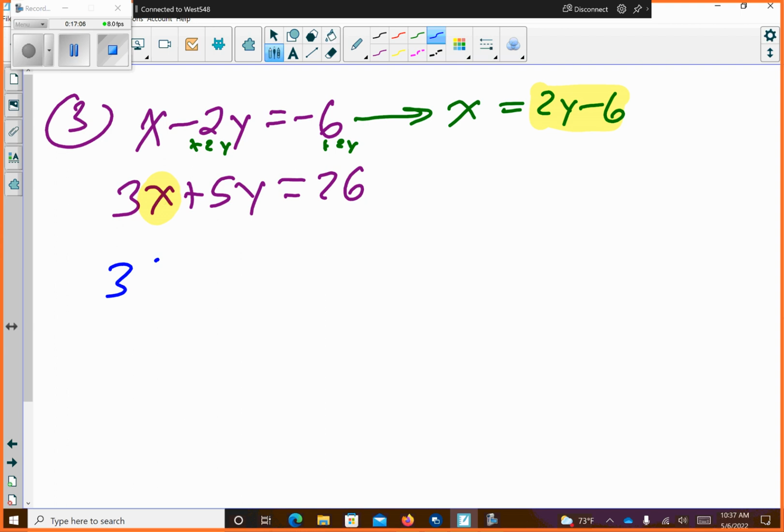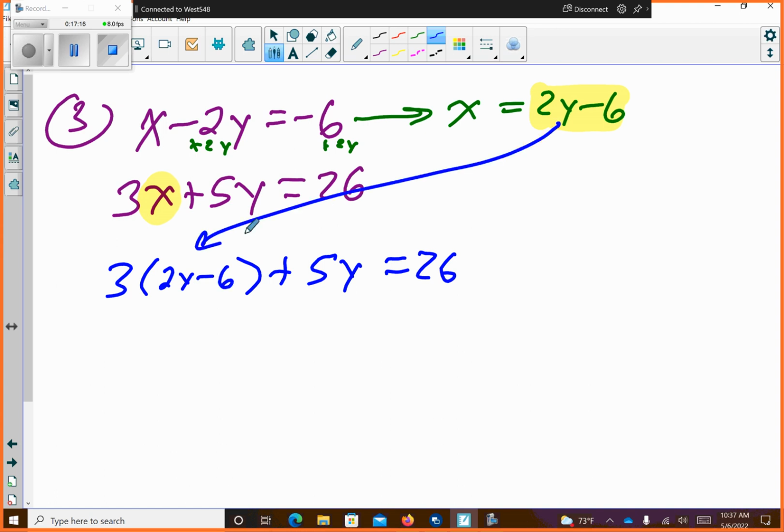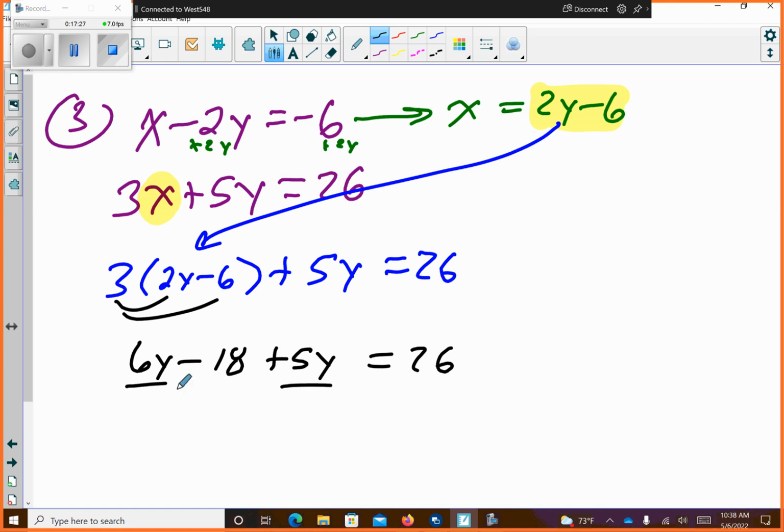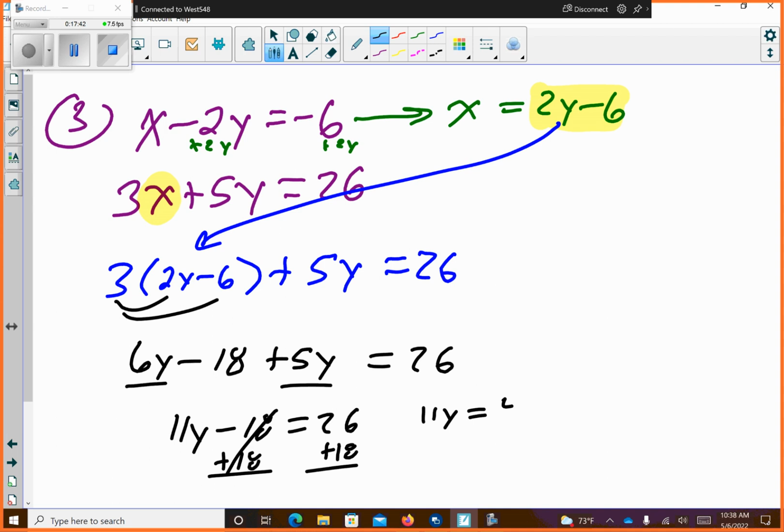So I'm going to get 3 parentheses plus 5y equals 26. That had been an x, but now I'm going to put 2y minus 6 in. Okay, do the math. So I get 6y minus 18 plus 5y equals 26. Those are like terms, so we can add them together. And then I'm going to add 18 to both sides. Those cancel, so I get 11y equals, oops, that's an 18, equals 44.